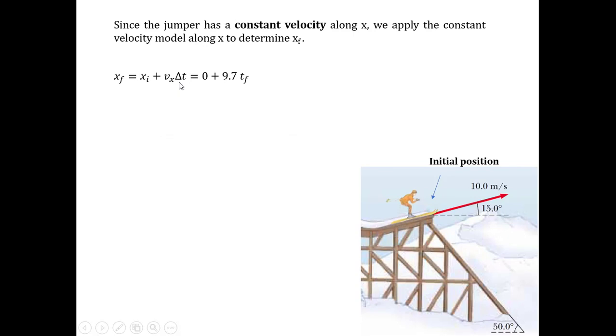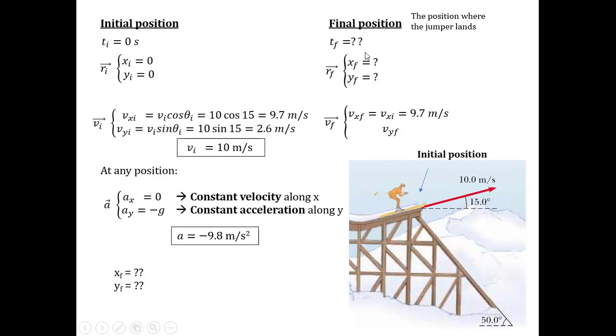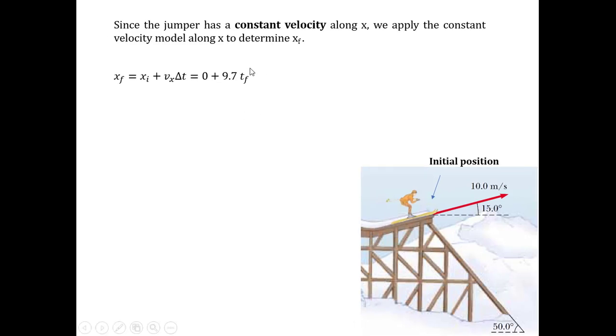Delta t is equal to Tf minus Ti. Tf I don't know, minus Ti. Ti is 0. So I keep delta t equal to Tf. Okay. And so I obtain XF equal to 9.7 TF. Very good. Now along the y-axis I need to separate my motion into two motions: the motion along x and the motion along y.